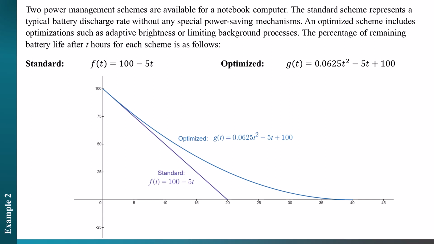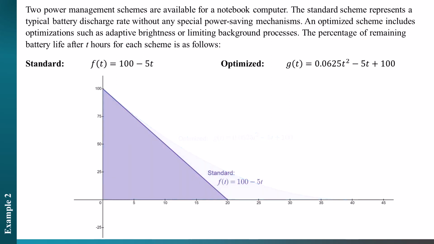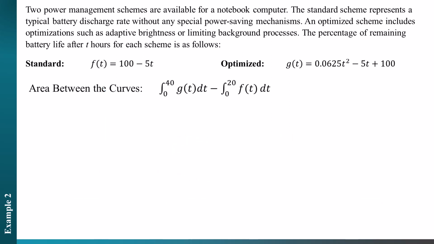For the standard scheme, we have f of t equals 100 minus 5t. For the optimized scheme, we have g of t equals 0.0625t squared minus 5t plus 100. The area between these curves provides a measure of how much battery life is conserved by using the optimized scheme. This bounded area can be found by computing the area corresponding to the optimized scheme and then subtracting the area corresponding to the standard scheme. Mathematically, this is the difference between the integral from 0 to 40 of g of t and the integral from 0 to 20 of f of t.